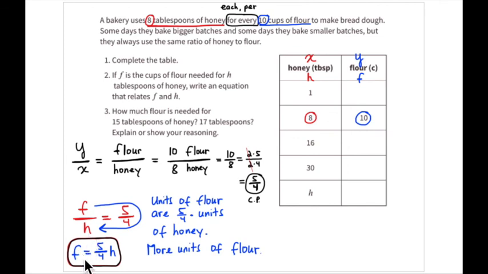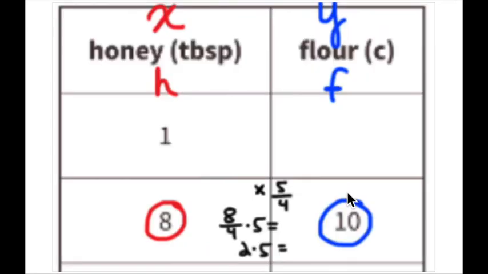So flour equals 5/4 the amount of honey. That 5/4 is your constant of proportionality, and you use that down this table to figure that out. If I zoom in to the first one, this 8, you multiply by 5/4, that's the constant of proportionality, and I keep pushing for you to do the division first. 8 divided by 4 is 2, and then you multiply it times 5. 8 divided by 4 is 2, times 5 is equal to 10.